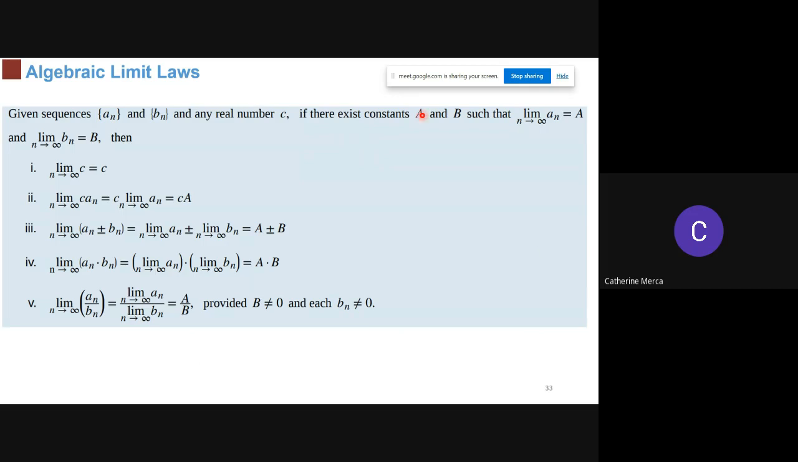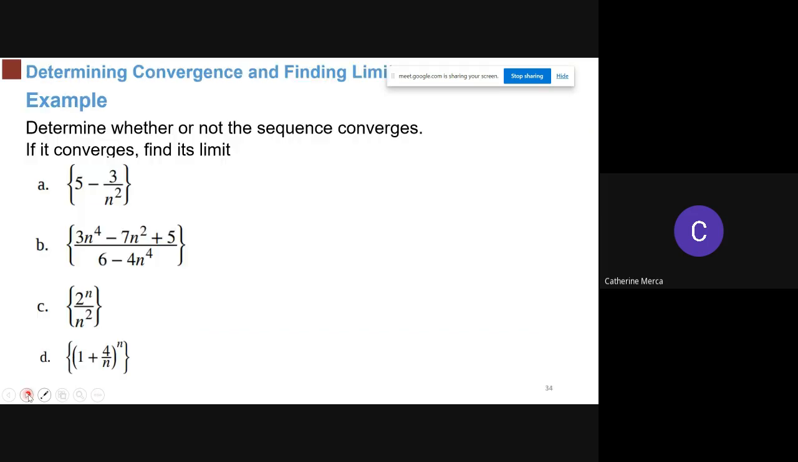So, these are some algebraic limit laws. I will ask you to read, go through and study these laws later on. It will help you solve more problems. And then the first example. Let's just discuss the first example to get an idea on this topic.